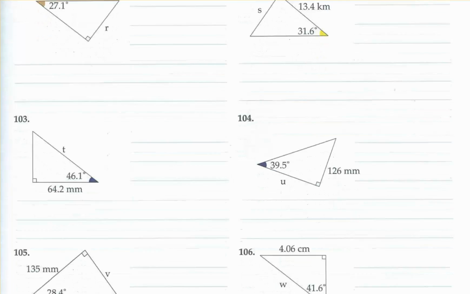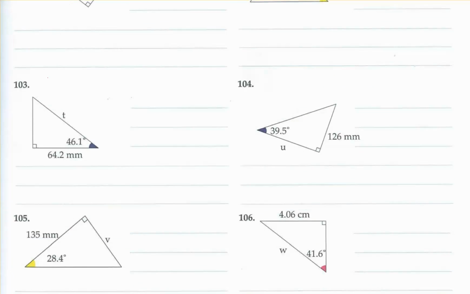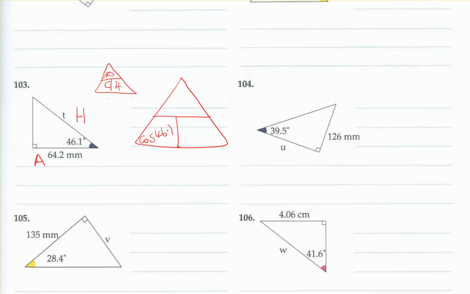Now just skipping down a couple of questions to number 103, let's have a look at what happens with this one. So I've got the hypotenuse, I've got the adjacent side, so I know I'm using the CAH triangle, and I'll just put it here since we can't see it up above. The third side's not part of the problem, so we won't label that and confuse ourselves. Now the cosine of the angle is 46.1. The adjacent side is 64.2, and the hypotenuse is labelled t.